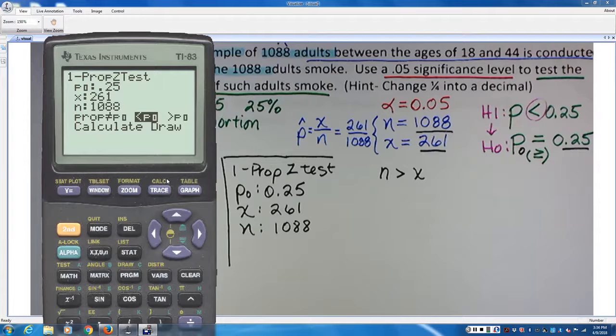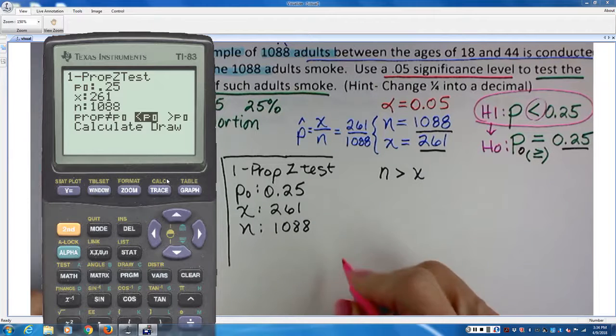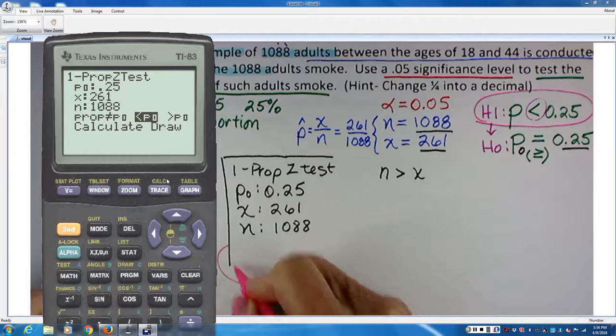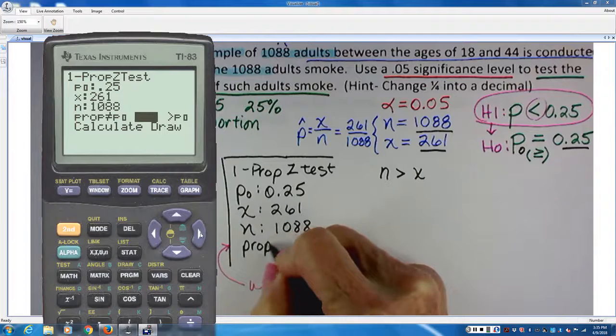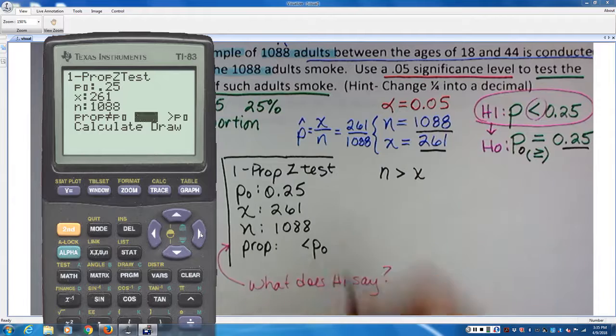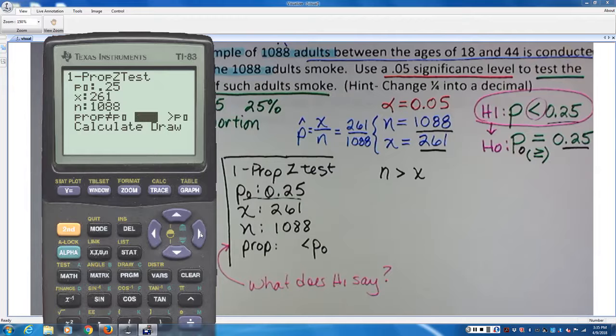And then the third line is actually asking you what does H1 say? Well, the sign in H1 is a less than sign. So you choose the one that has the less than in it. And the reason it's referring to P sub 0 is this is the value of P sub 0, which is, of course, 0.25. So it's saying H1 says the proportion is less than 0.25. That's what that actually says.